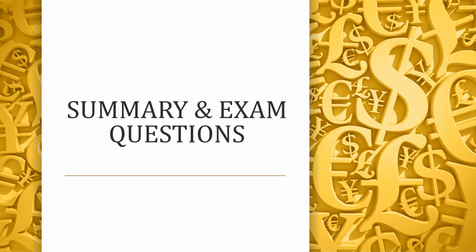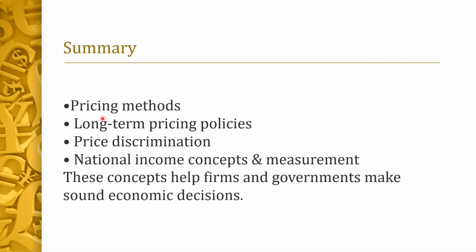Coming on to the last part of the unit, we will quickly summarize whatever we have learned in this unit. We have learned various pricing methods. We have seen that there are long-term pricing policies. There is price discrimination, the national income concept, how we measure it, what the difficulties are, and the different methods of measuring national income. These concepts help firms and governments make sound economic decisions.